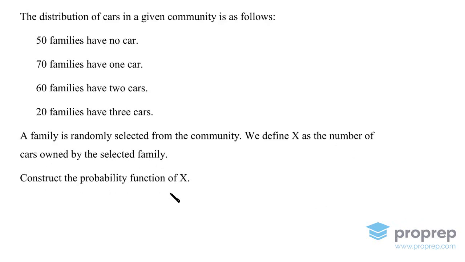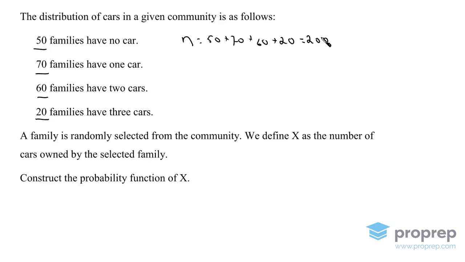Well, the first thing that we need to know is what's the number of families in the community? What's the total number of families in the community? Well, let's just sum up these guys right here: 50 plus 70 plus 60 plus 20. Now, N is the total number of families in the community. Again, that's 50 plus 70 plus 60 plus 20, and that equals 200.